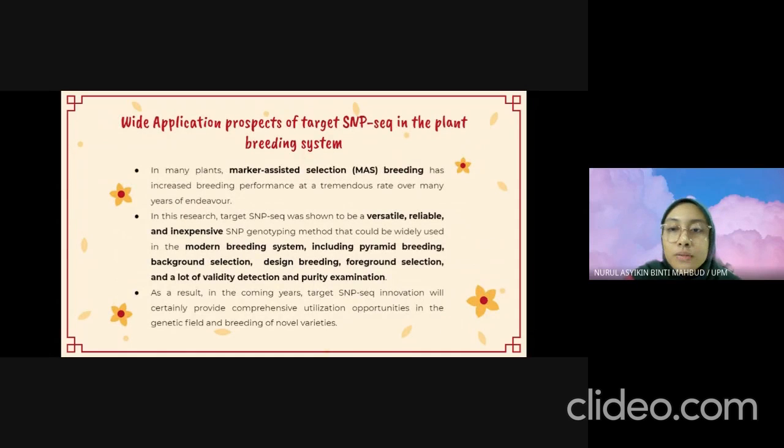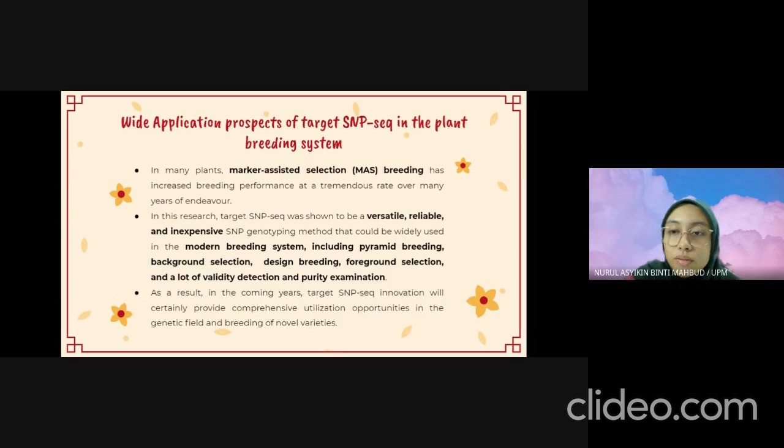So the prospects of SNP sequence were applied in the plant breeding system. In many plants, marker-assisted selection (MAS) breeding has increased breeding performance at a tremendous rate over many years. Hundreds of crops' genomes have been gathered and genome-wide variants have been researched with significant progress of genome sequencing and resequencing, making it simple to build contact selection in the breeding via the MAS method.